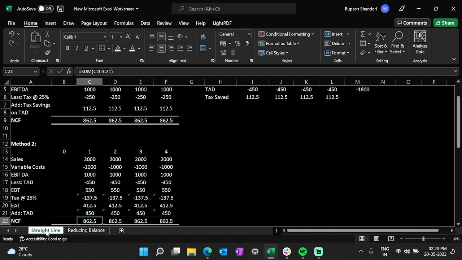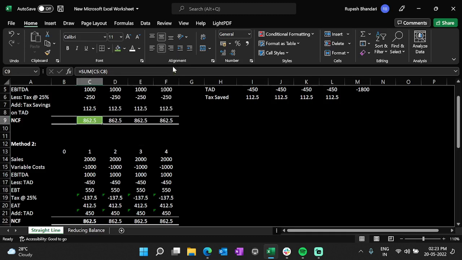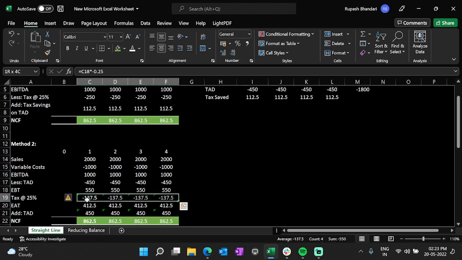You see the NCF over here, bold, this NCF is also the same. You see the figures are looking the same, right? How's that happening? In this case, how much tax are you paying? 137.5. In this case, how much was it? 250, in the beginning.